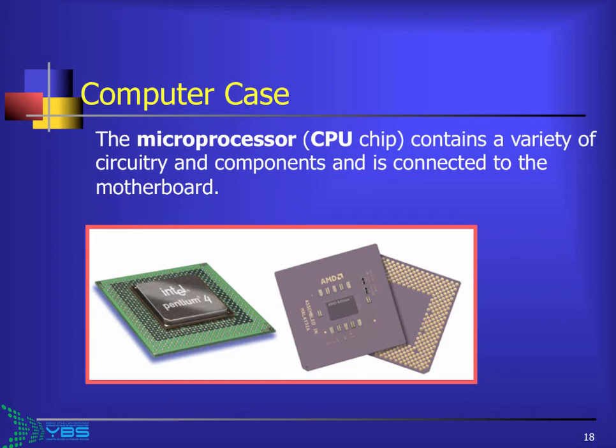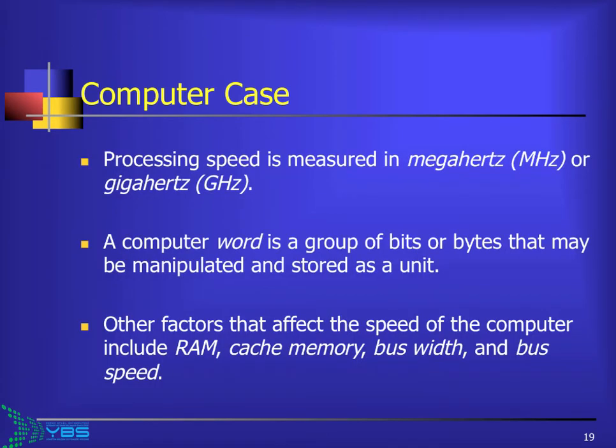Okay, and you see there's a processor. CPUs consist of circuits and components connected to the motherboard. It's quite important. The CPU is a speed microprocessor in your computer, and processor speed is measured in megahertz or gigahertz. A computer word is a group of bits or bytes that may be manipulated and stored as units. Other factors that affect the speed of computers include RAM, cache memory, bus, and other things.